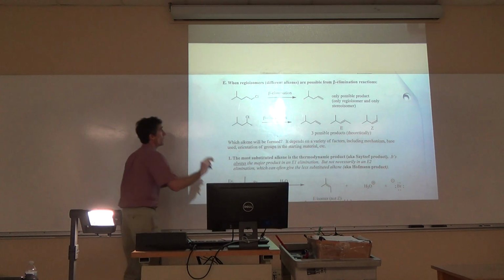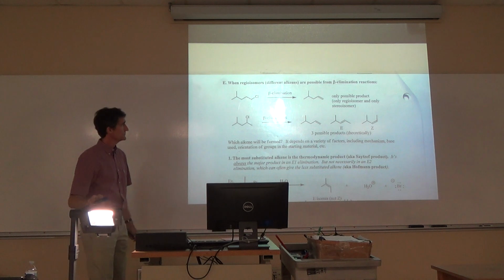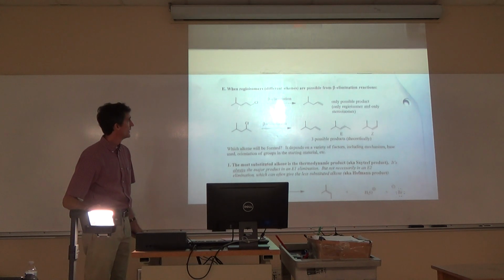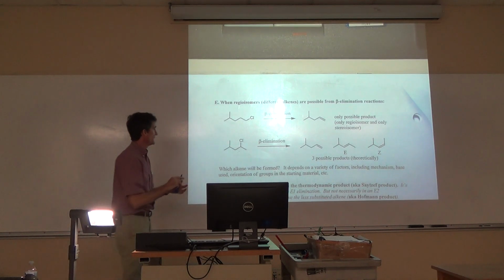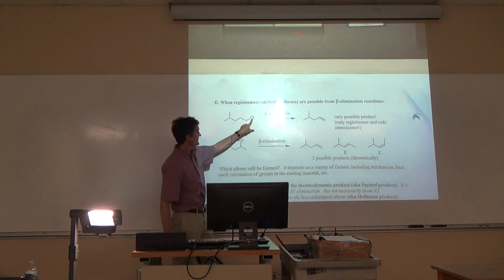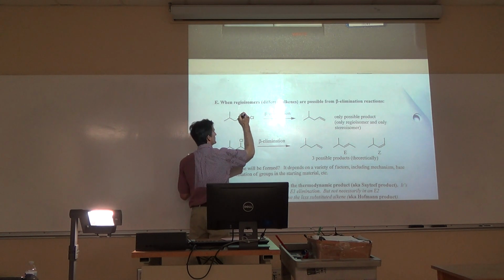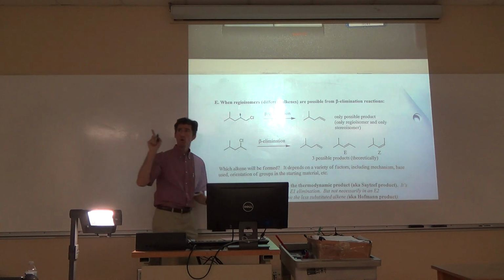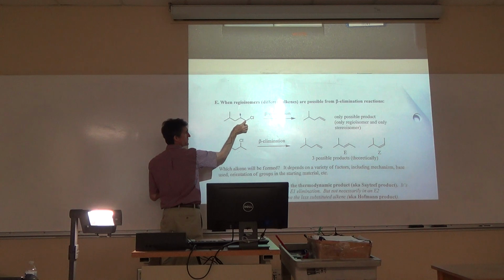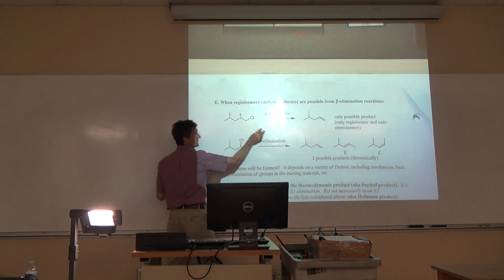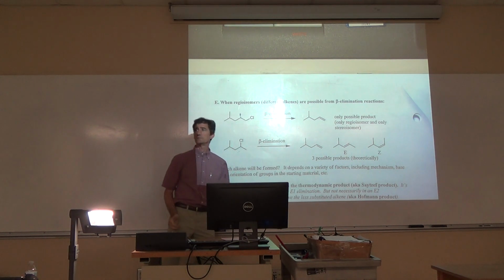Okay. When regioisomers are possible, look at these 2 reactions. If you do a beta elimination here, leaving group, what type of alkene can you produce? Well, the beta hydrogens are here. I'm just going to draw in one, because we're only going to eliminate one. The double bond has to be between these two carbons, right? That's the only place it can be.